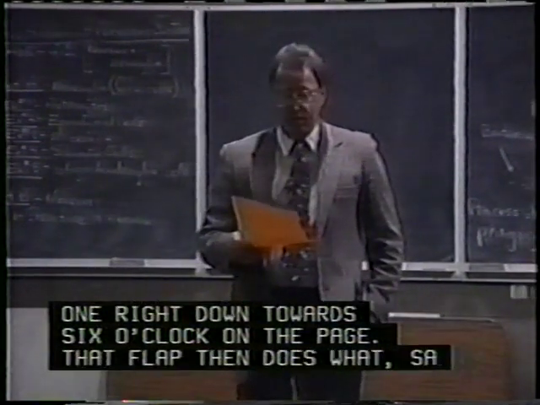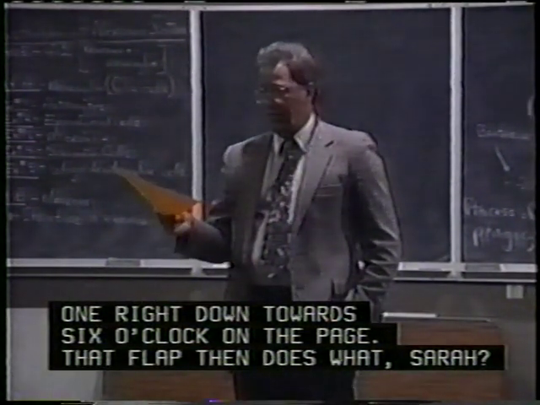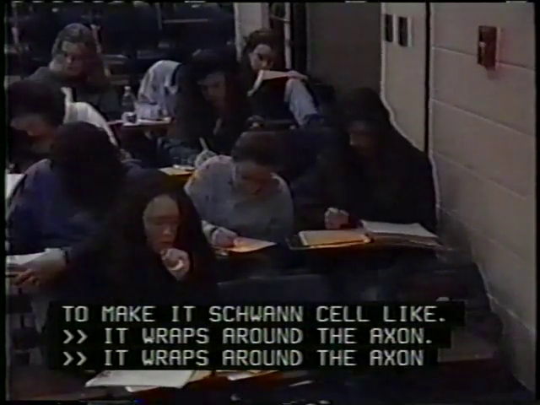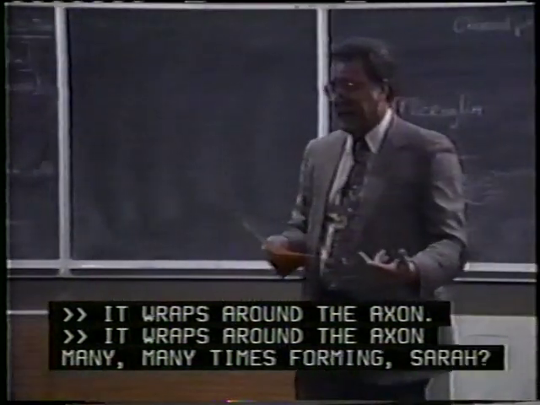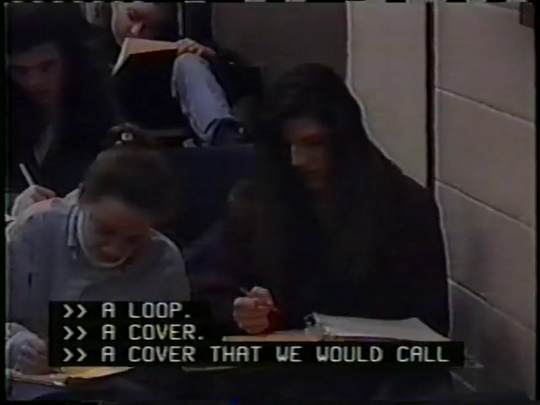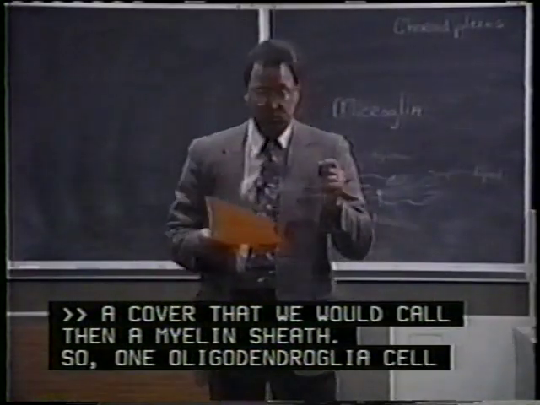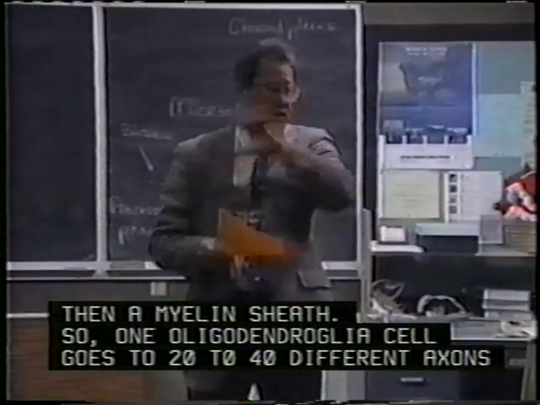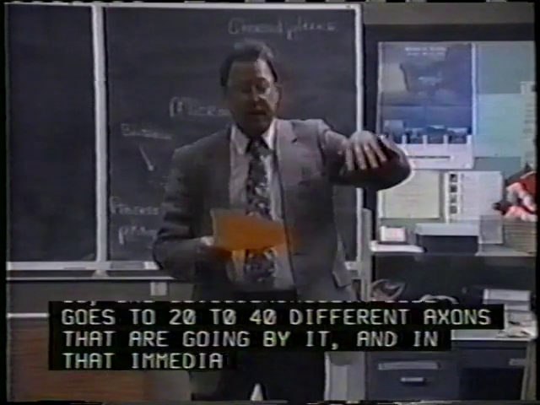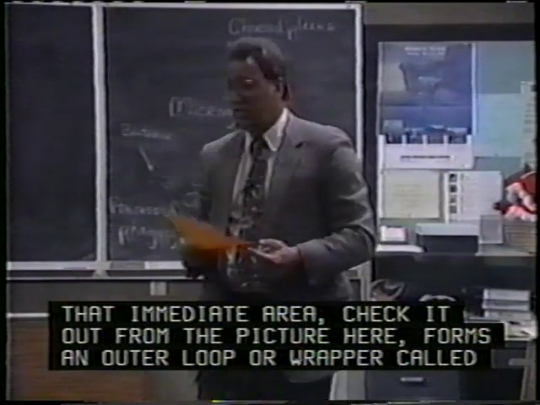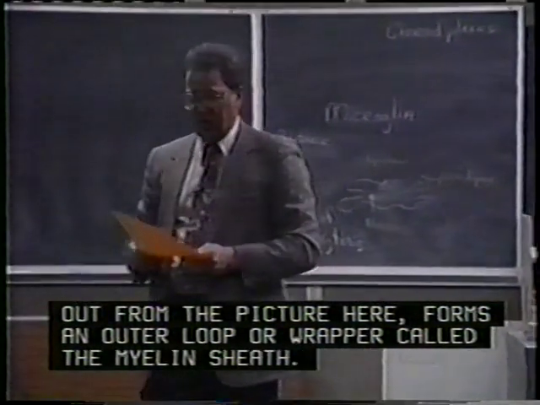Now that flap then does what, Sarah, to make it Schwann cell-like? It wraps around the axon. It wraps around the axon many, many times, forming, Sarah, a loop, a cover that we would call then a myelin sheath. So one oligodendroglial cell goes to 20 to 40 different axons that are going by it, and in that immediate area, check it out from the picture here, forms an outer loop or wrapper called the myelin sheath.